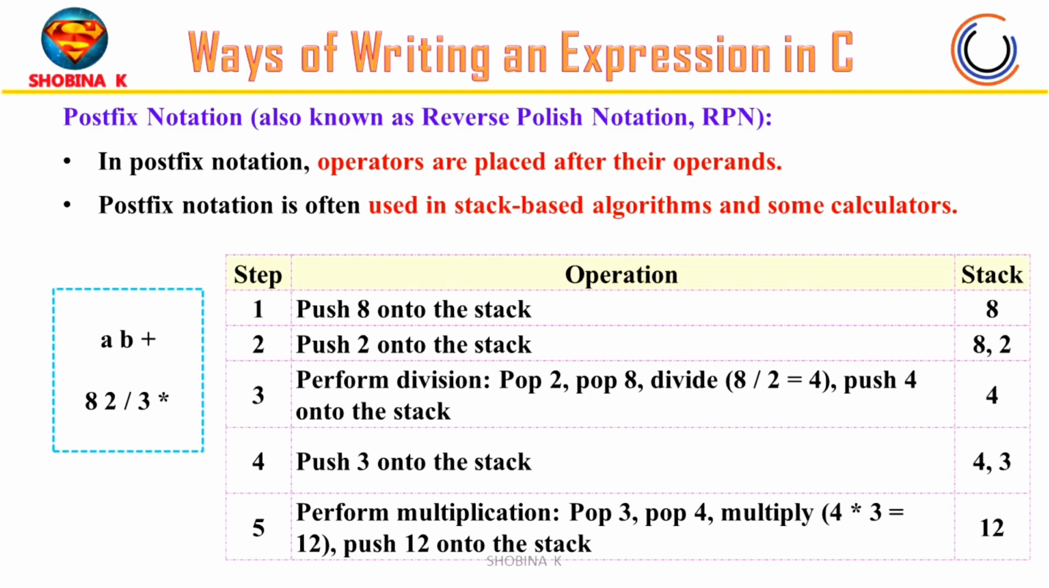Now the stack contains 4. Then we push the operand 3 onto the stack. Now the stack contains 4 and 3. Now we encounter multiplication. We pop the top 2 operands from the stack, 3 and 4, and perform multiplication. So 4 times 3 equals 12, and we push the result 12 back onto the stack. Now the stack contains 12. After completing all the operations, the final result 12 is left on the stack.